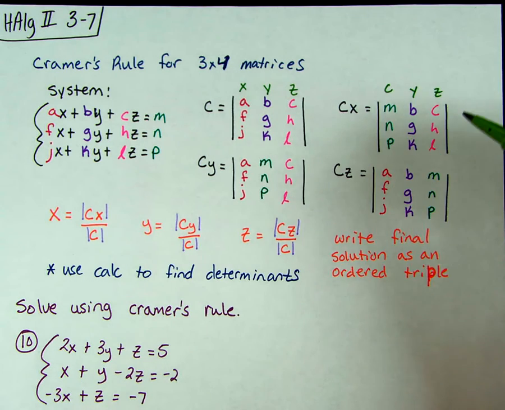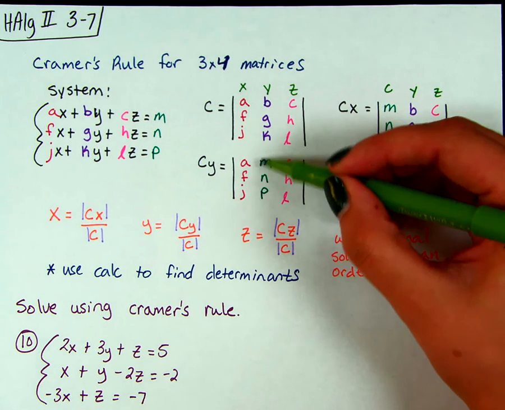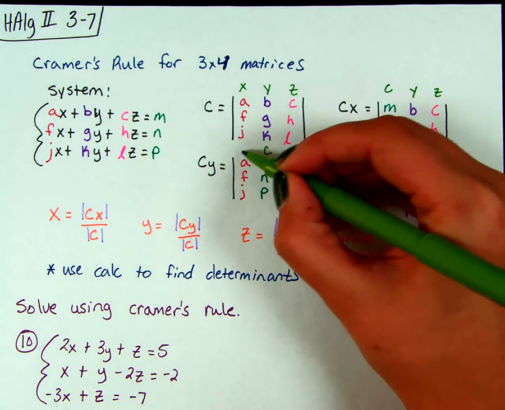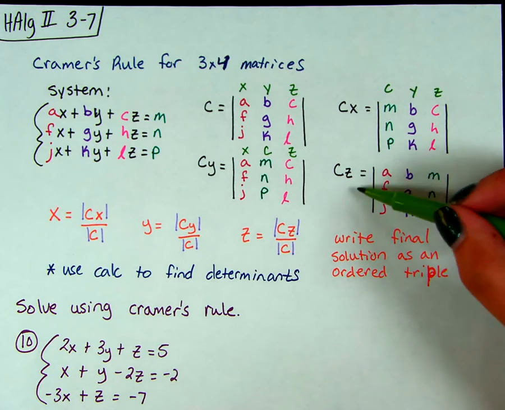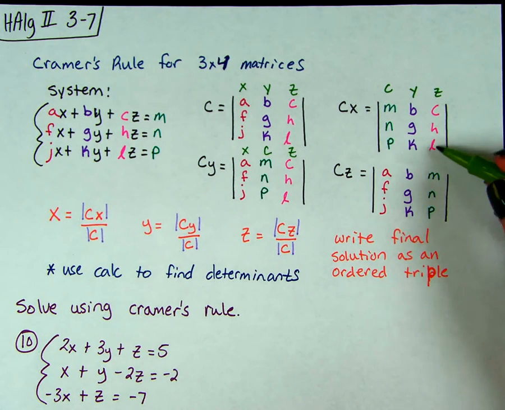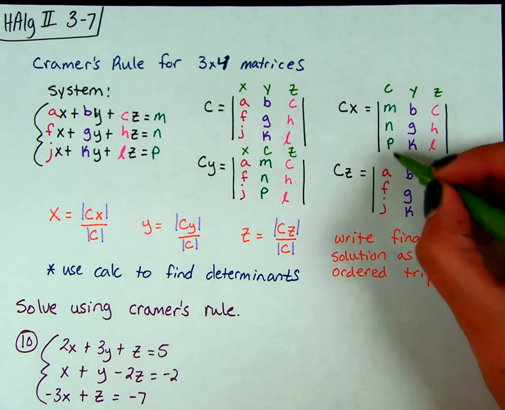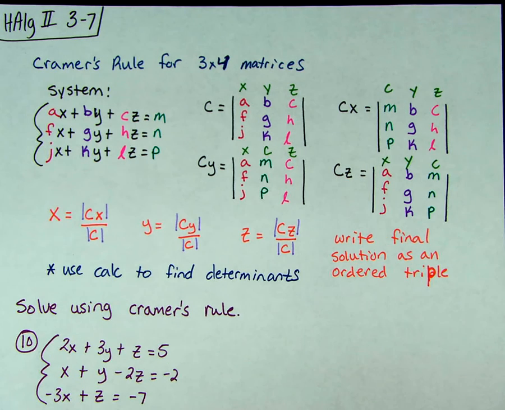So Cy, again, that's telling us to replace the y column with our constants, and then x and z will stay the same. And then for Cz, we replace our z column with our constants, and then x and y will stay the same.